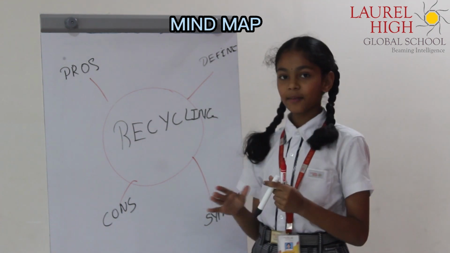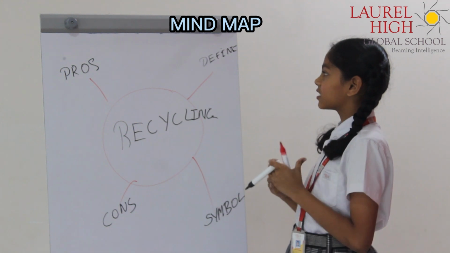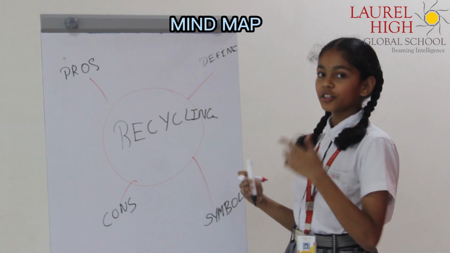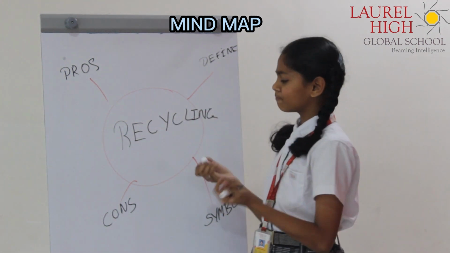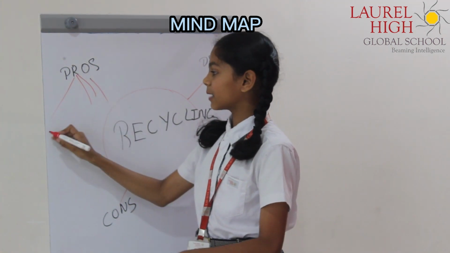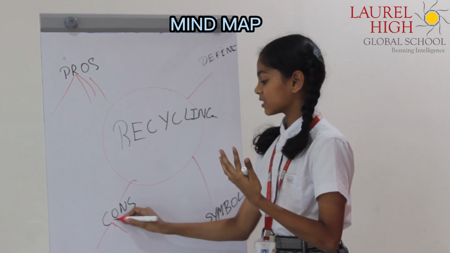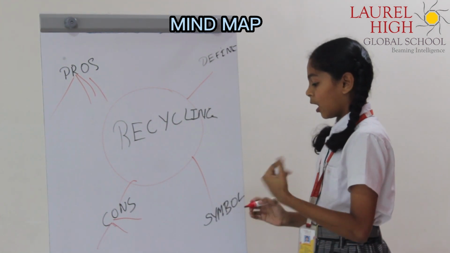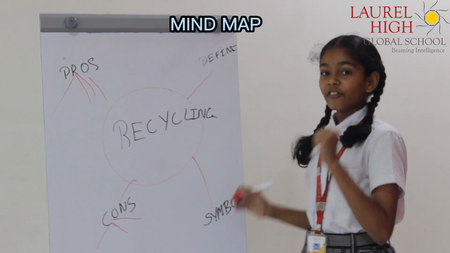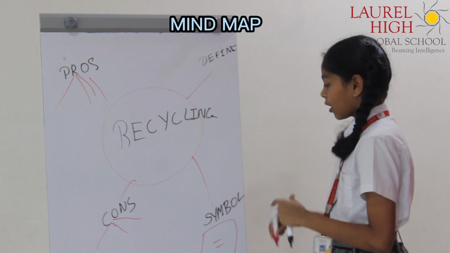So the third step is that you need to fill your subtopics with the text. My first one is definition, so I'll be filling definition of recycling. These are points, so I'll be making it in this way, points, and writing my points here. Cons also the same, so I'll be dividing in this way and writing their points. Symbol, for symbol we need to make a blank in this way and draw a symbol of recycling.